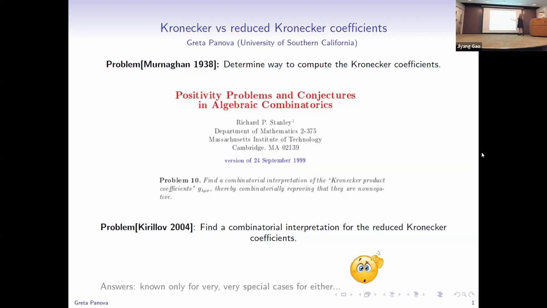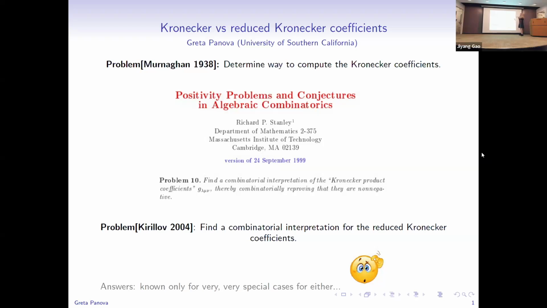But this paper is a paper that many of us have read, or at least parts of it, because it has all the major open problems in algebraic combinatorics. And problem 10 of that paper is to find the positive combinatorial interpretation of the Kronecker coefficients. I will tell you what they are in a second.